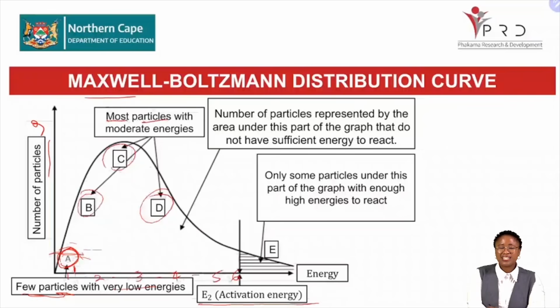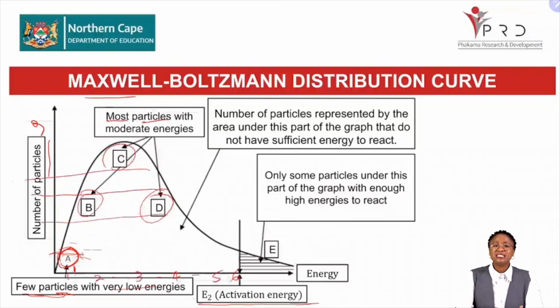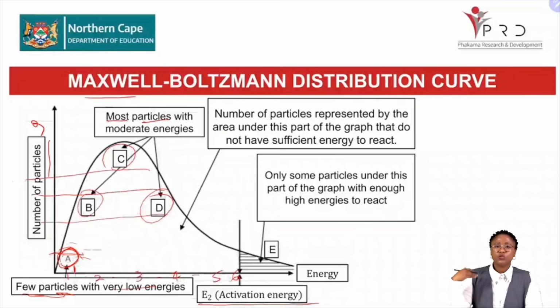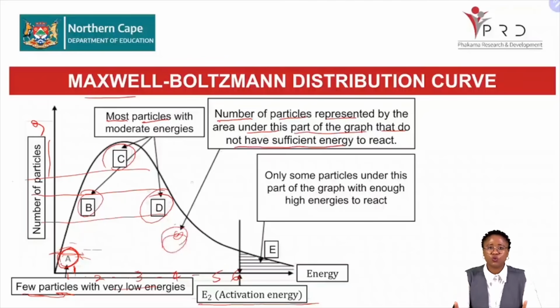These are the most particles. So here you can see the number of particles starts to do what? To increase. But these particles don't have enough energy. They have a moderate or limited amount of energy for them to do what? To react. But as you can see here, I've also indicated something. This is the number of particles, represented by the area under this part of the graph, that do not have sufficient energy to react. So over here, we have the number of particles that don't have enough energy to do what? To react.